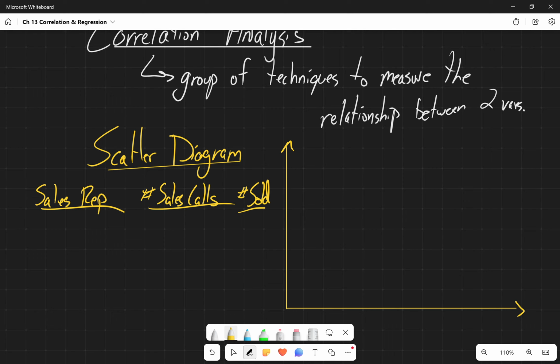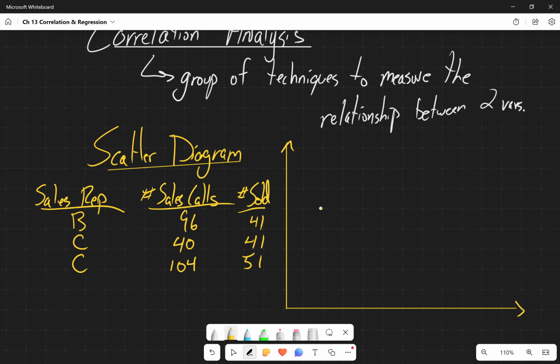And so if we have some information here, right, that, you know, Brian made 96 calls and sold 41 widgets, right? We have Carlos making 40 calls, selling 41. We have Carol making 104, selling 51, right? So what we're going to do is take each one of these points and put them on this graph.